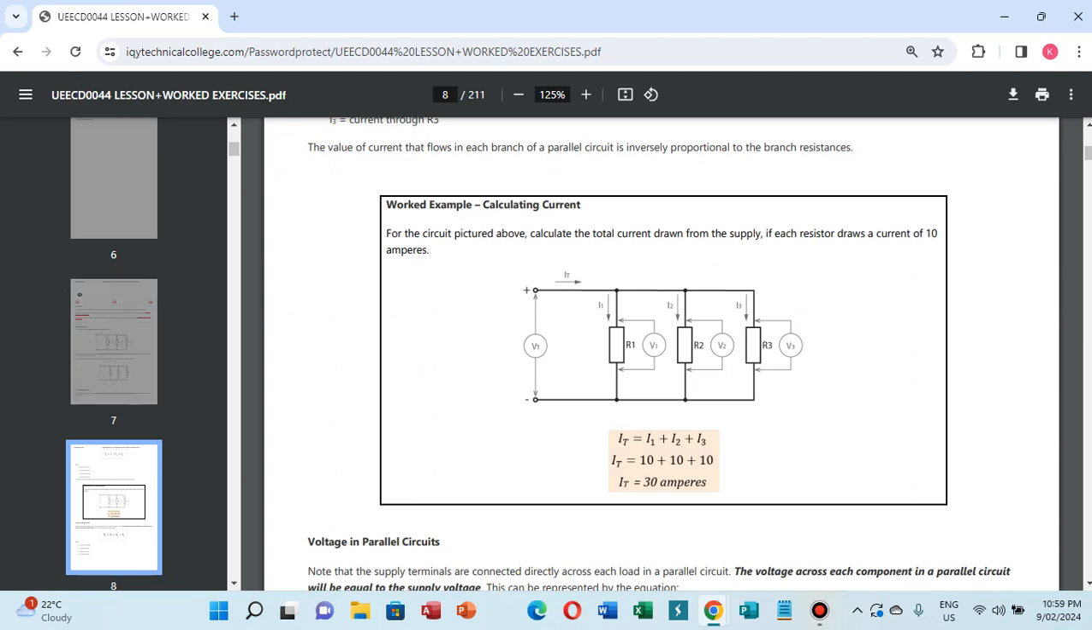So for example, in this case we can see that I1 equals 10 ampere, I2 is 10 ampere, I3 is 10 ampere. I total equals 10 plus 10 plus 10, so we get 30 ampere.